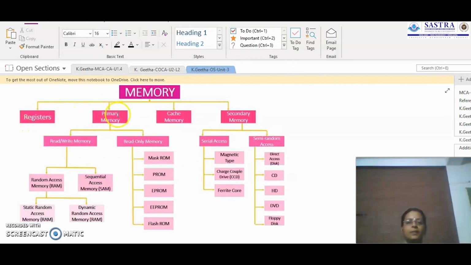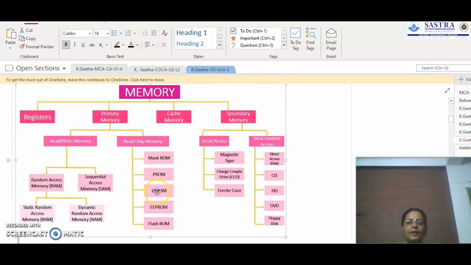Then coming to the primary memory, this primary memory can be classified into two types. One is called RAM, and another one is called ROM. As the name implies, RAM is random access memory, read and write. ROM is called read-only memory, and this read-only memory is also available in different types. One is called mask ROM, then PROM, which is programmable read-only memory, and EPROM, which is erasable programmable read-only memory.